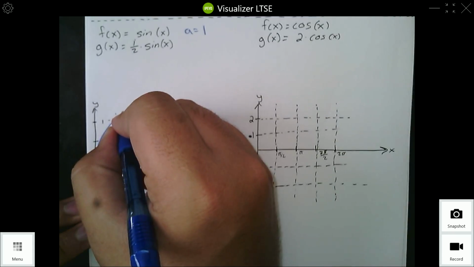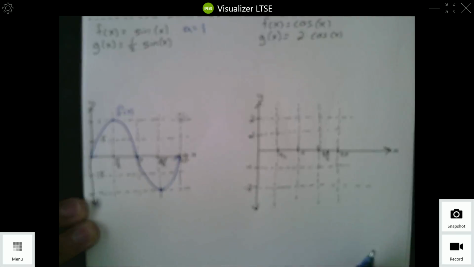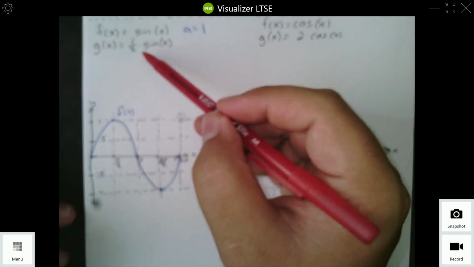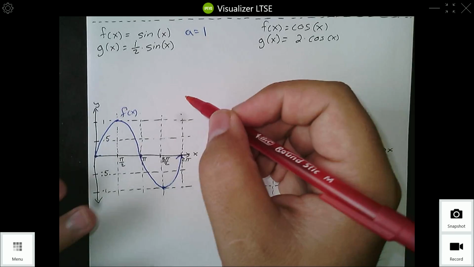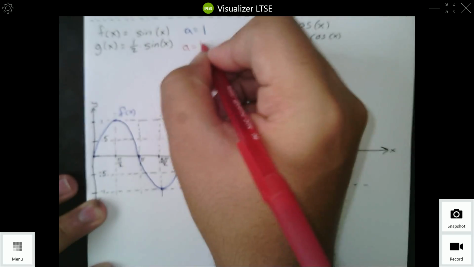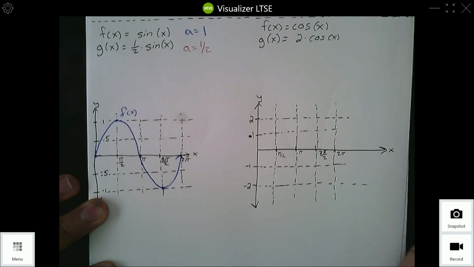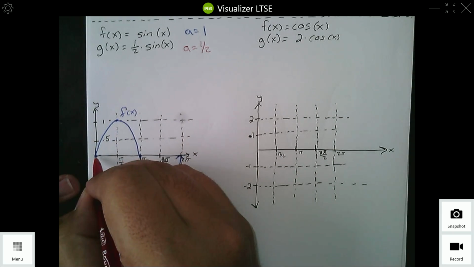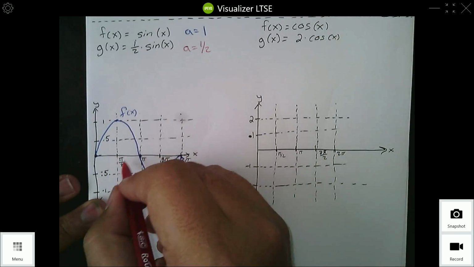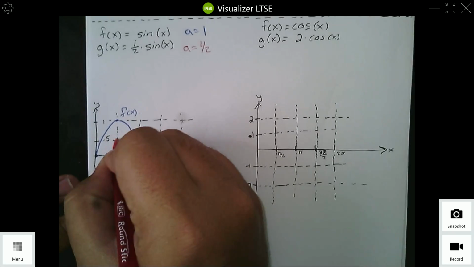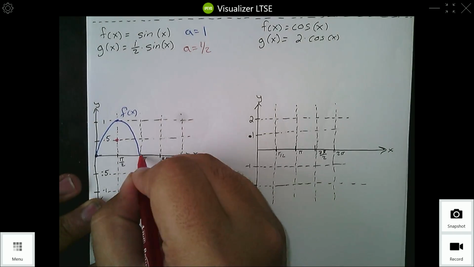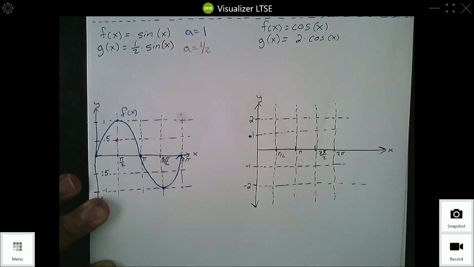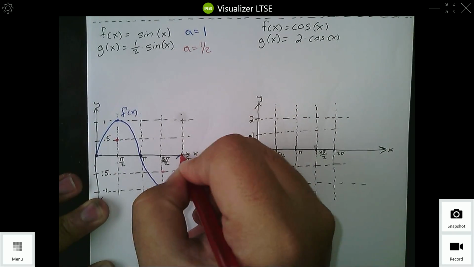Okay, and this is essentially the f of x function. Now for g of x, we have 1/2 times sine of x. So the amplitude for g of x would be 1/2, and that's our height. Instead of going to 1, we're going to go to 1/2 or 0.5. So at 0, it's still (0, 0). At pi over 2, it goes to its amplitude, 0.5. It goes back down to 0, and at 3 pi over 2, it goes the opposite direction to negative 0.5. And at 2 pi, it goes back down to 0 once again.